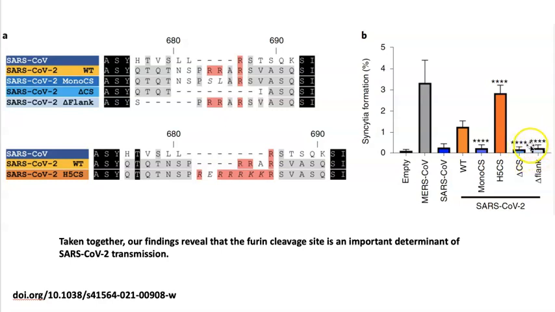What's also important though is the flanking region. So basically in delta flank here, they took just the flanking amino acids away and they left the PRRAR polybasic Furin cleavage site. So it shows you that it's not just this that's important, but it's also these flanking amino acids. So again, taken together, our findings reveal that the Furin cleavage site is an important determinant of SARS-CoV-2 transmission.